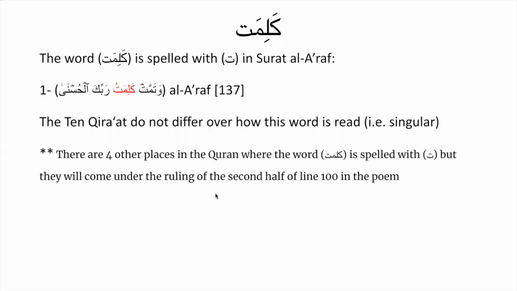So let's look at the second half of line 100, where he will give us a general rule to follow. He says, وَكُلُّ مَخْتُلِفْ جَمْعًا وَفَرْدًا فِيهِ بِالتَّاءِ عُرِفْ. وَكُلُّ مَخْتُلِفْ, every time there is a difference amongst the qurra, either the 10 qira'at or beyond that, every time there's a difference, جَمْعًا وَفَرْدًا, whether to read the word in the plural or in the singular, فِيهِ بِالتَّاءِ عُرِفْ. It is written or it is known with a ta.